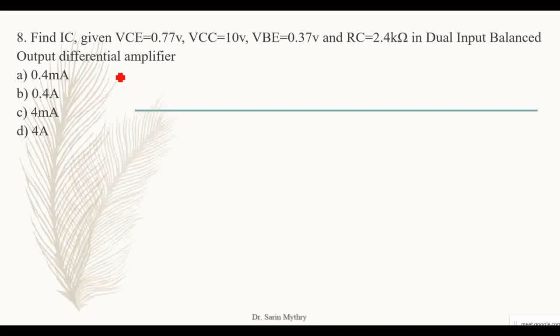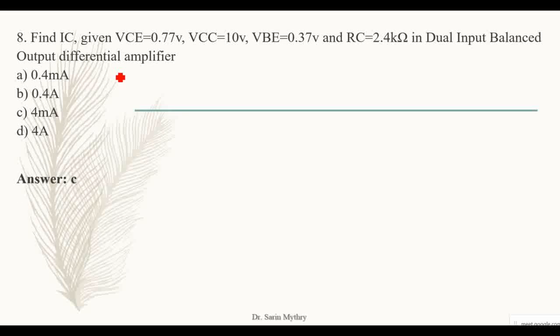Dual input balanced output means what? It has 2 inputs and 2 outputs. The output is taken between C1 and C2. Just now I have drawn you the circuit. And options are given to us: 0.4 milliamperes, 0.4 amperes, 4 milliamperes, 4 amperes. So let us see the correct answer here with explanation. The answer C will be the correct answer.